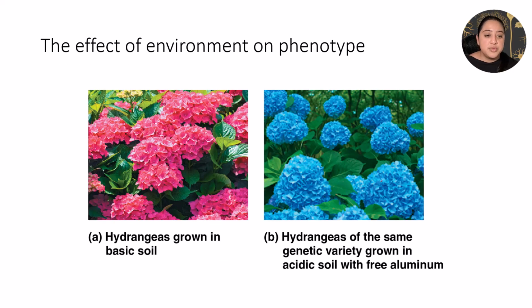So here's an example. Hydrangeas can change their phenotype based on environmental changes. The pink versus blue isn't actually due to different alleles. The same hydrangea can be either color based on the acidity of the soil.